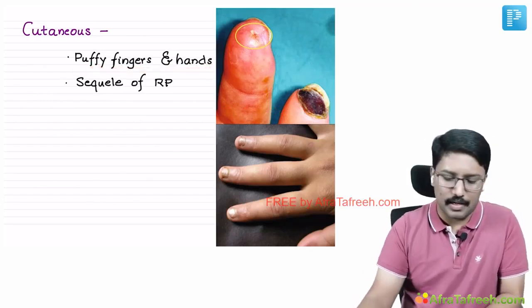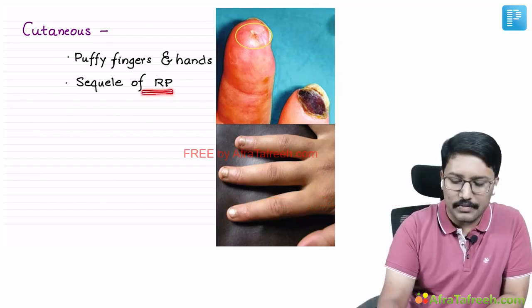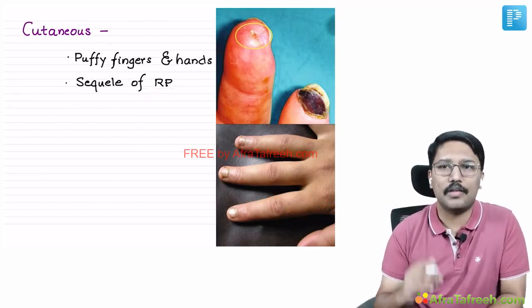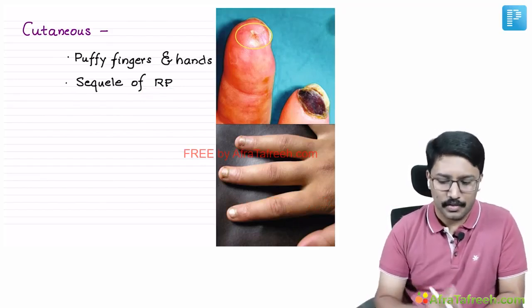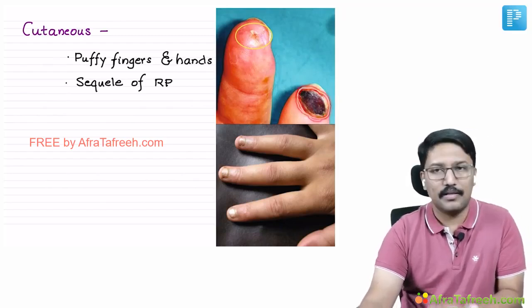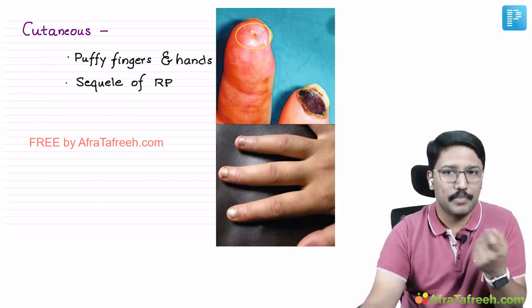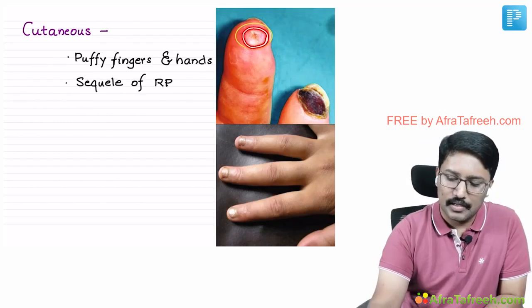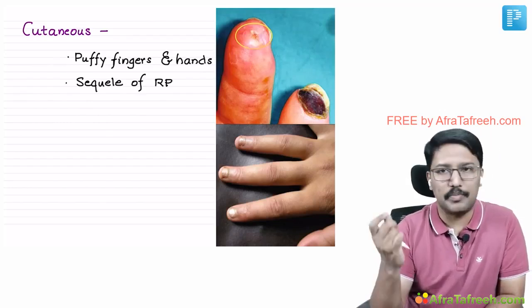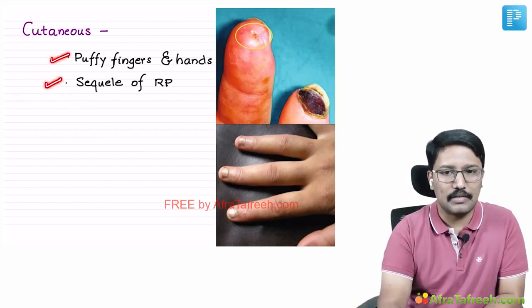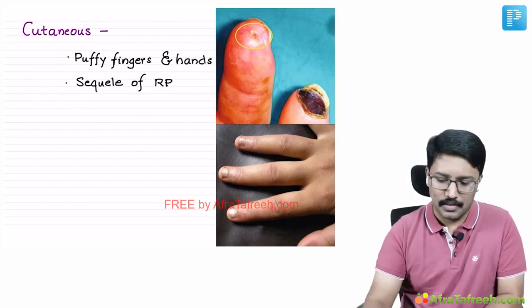That you might see, and apart from that, you might see certain sequelae of Raynaud's phenomenon. Because this is a secondary Raynaud's phenomenon, there is clear-cut vascular injury, there is vascular pathology. So patients are prone to develop digital ulcers like you are noticing in this image, and these microvascular injuries might heal with scarring. So you might see such pitted scars on the pulp spaces of the finger. So cutaneous wise, puffy fingers and hands and sequelae of Raynaud's phenomenon, this is what we are expecting.